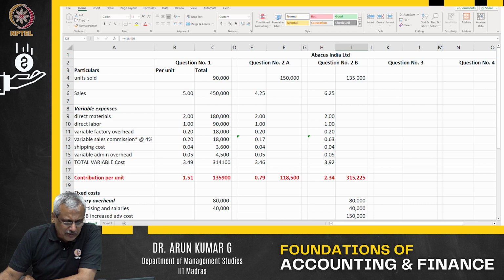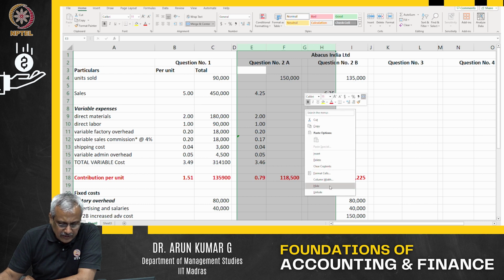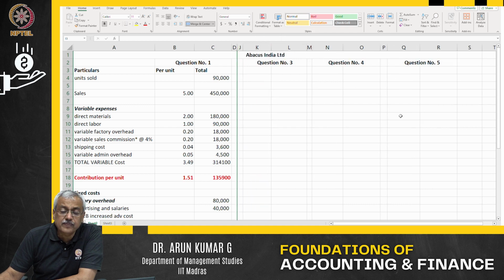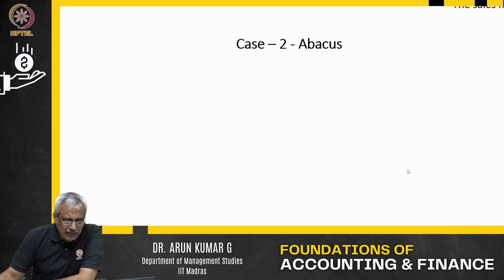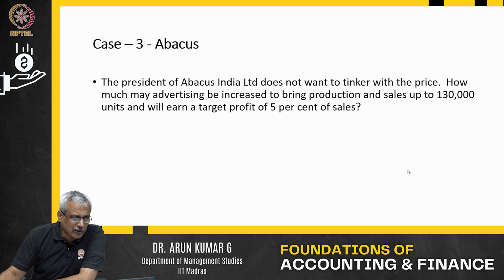We look at the next options. I'm just going to hide these columns so that it's easier for me to operate. Now I move to the next option. Option 2B is finished. Let us look at option 3.